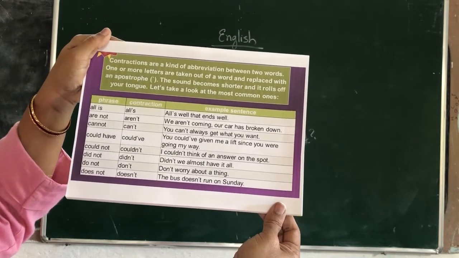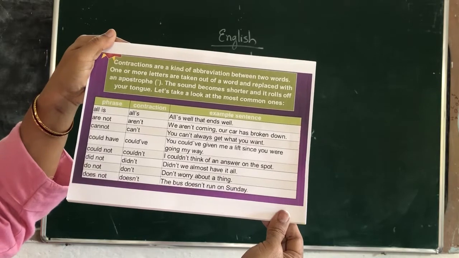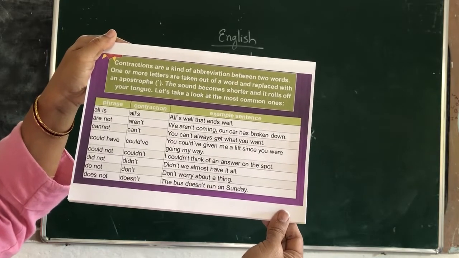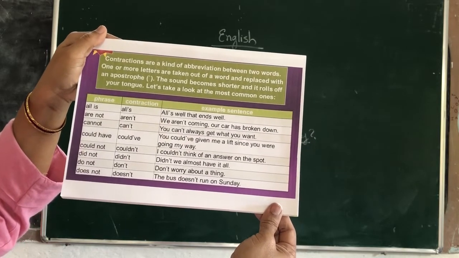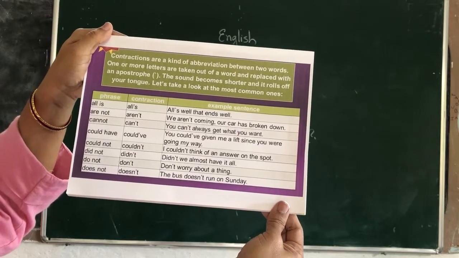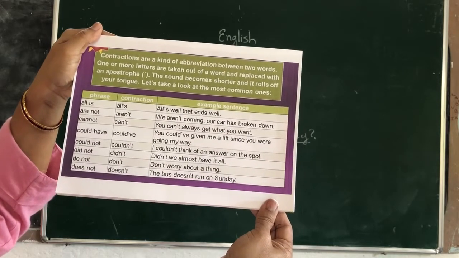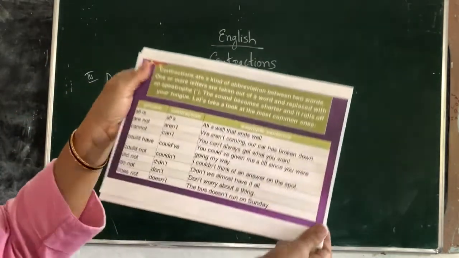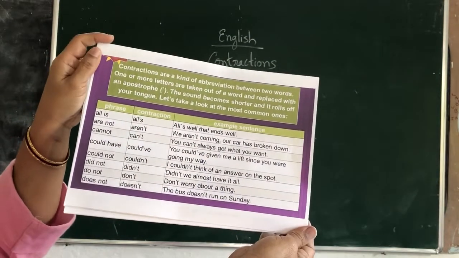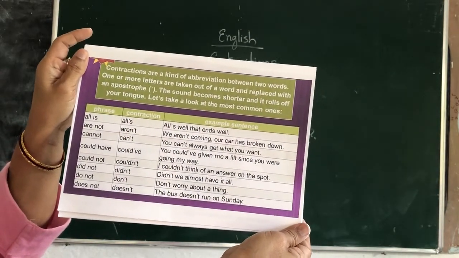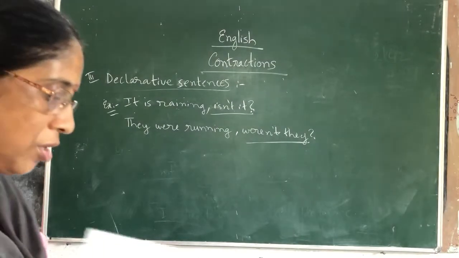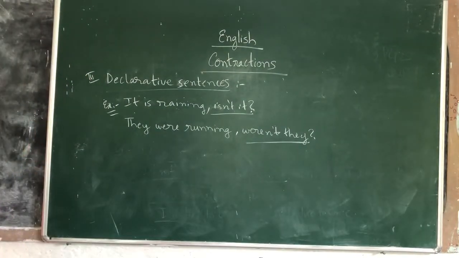Did not, didn't. Didn't we almost have it all? Do not, don't. Don't worry about a thing. Does not, doesn't. The bus doesn't run on Sunday. Hope it is clear, children. See, you can copy down everything from this chart. Now the next part, I want to show you a few more sentences, ma.